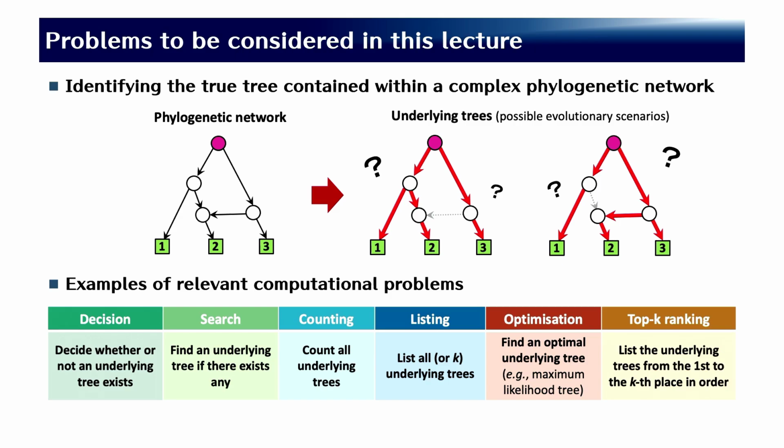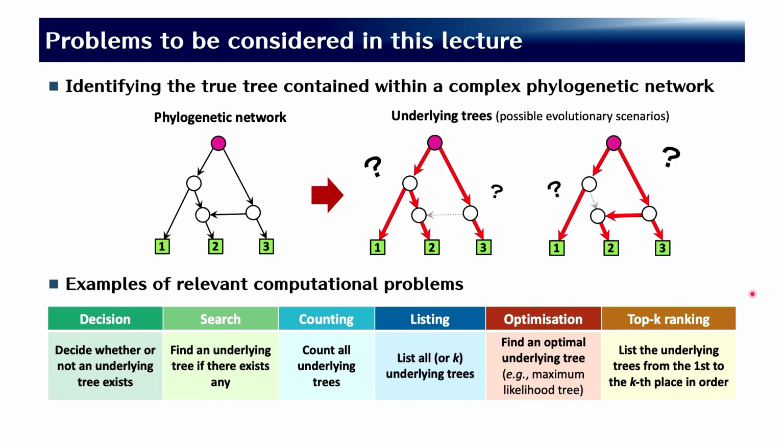There are many different computational problems relevant to this setting. For example, the most basic are the decision and search problems. Informally speaking, given the phylogenetic network, the decision problem asks whether the underlying tree of the network exists, and the search problem asks to find the underlying tree if it exists. As you see, it's possible that there are two or more underlying trees in the same network. So the counting problem asks how many there are, and the listing problem asks to generate all or a designated number of underlying trees. And the optimization problem asks to find the best one.